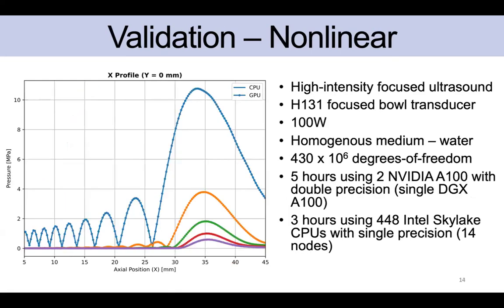And we do a simulation on a nonlinear problem as well, which is usually for high intensity focused ultrasound problems. For this, this is P6, so it requires 430 million degrees of freedom. Using 2 GPUs, I can solve this in 5 hours, while using 14 nodes of Ice Lake CPU, it takes 3 hours. But essentially, if you're using 4 GPUs, then you can get 2.5 hours. So essentially, if you have a DGX A100, then you should use it.